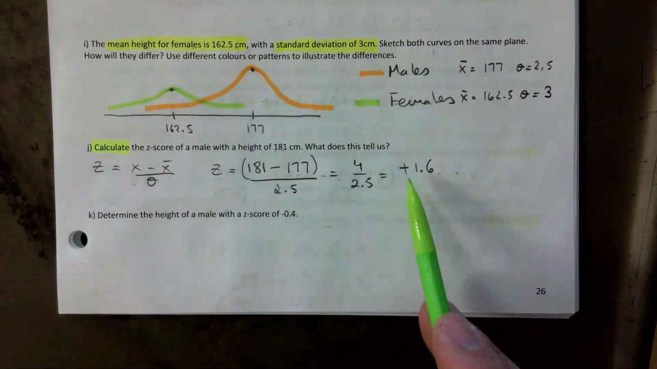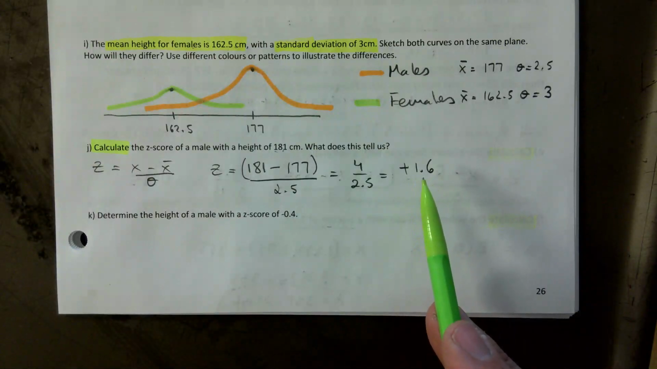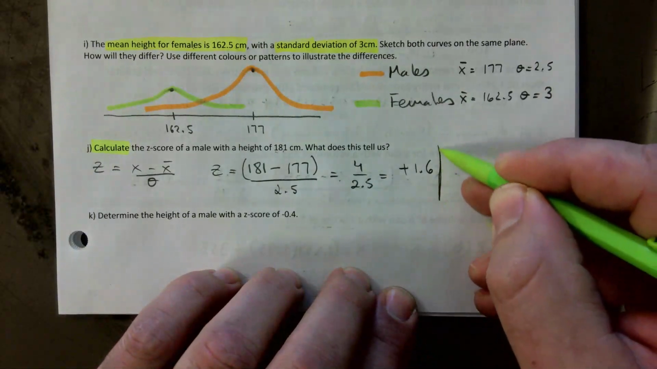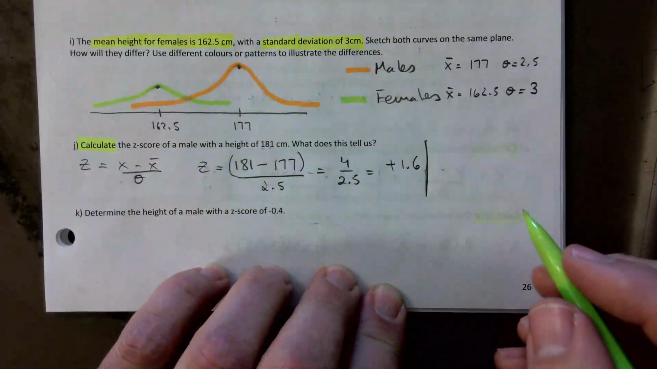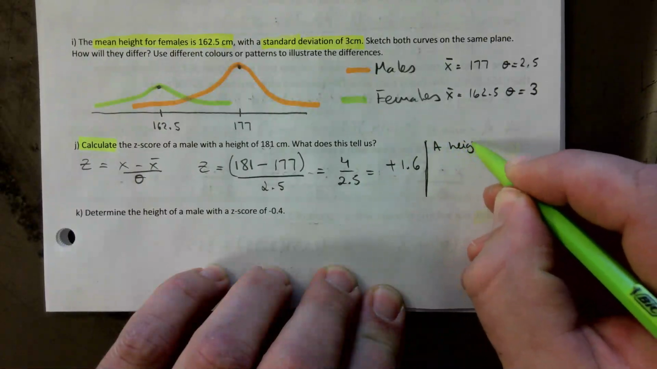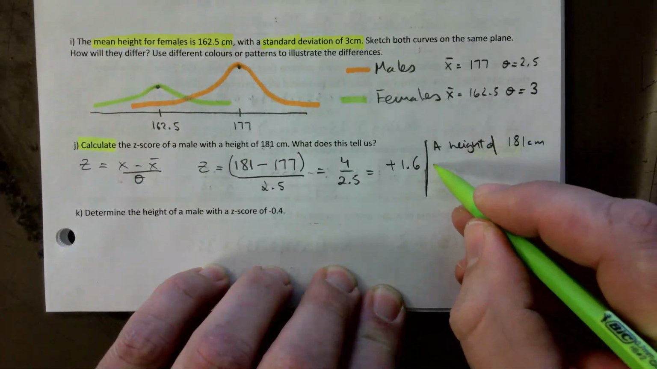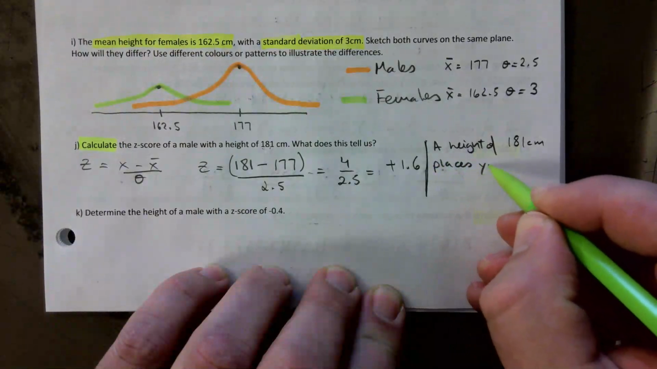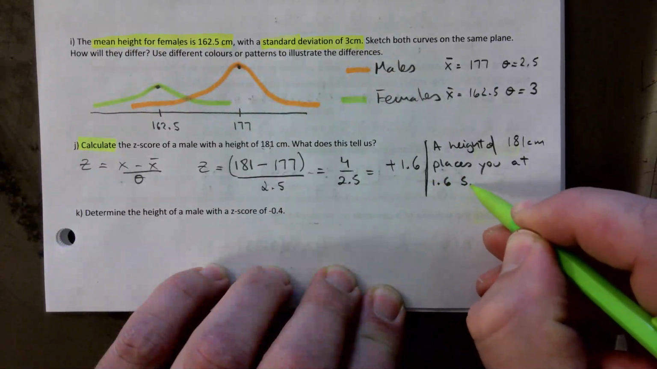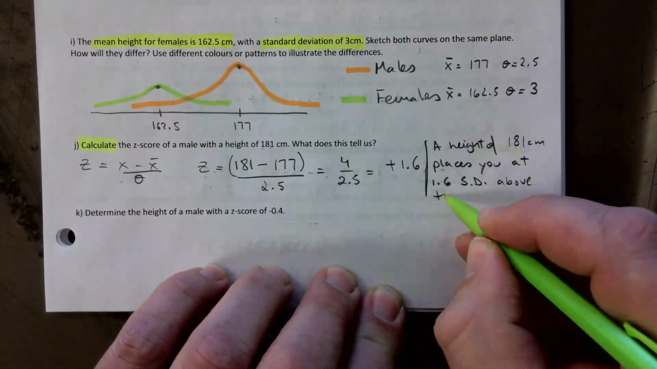So we know this is above the average, and it's actually significantly higher than the average because it's more than one standard deviation. So what does this tell us? I'm going to cut it here. A height of 181 centimeters places you at 1.6 standard deviations above the mean.